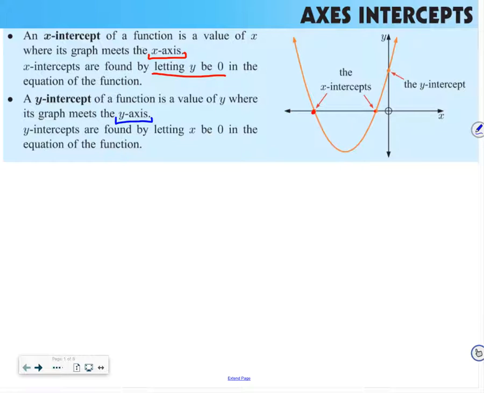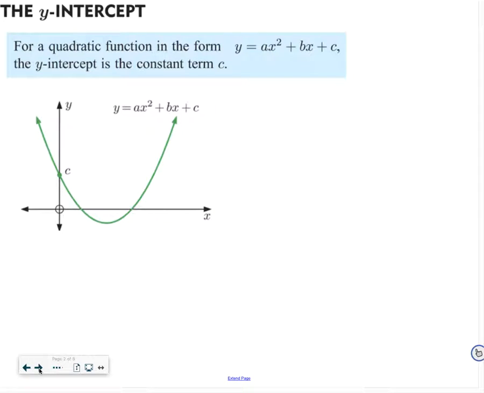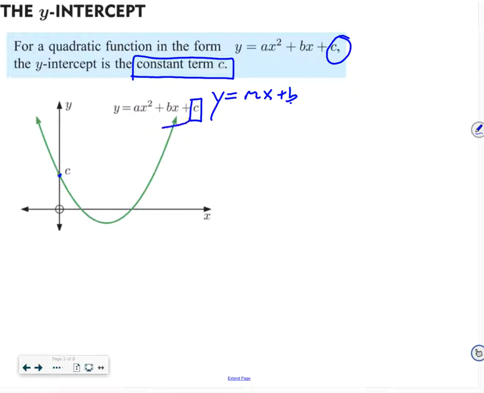Notice our y-intercept, where the graph crosses the y-axis, is when we let x be equal to 0. So, when x is 0, we find our y-intercept. Finding our y-intercept is very convenient when we have the function in standard form, and we can just identify our c value, which is our constant term, and that is our y-intercept. Very similar to when we were graphing linear functions, y equals mx plus b, and that b value was our y-intercept. Now we can say the same thing for our c value.